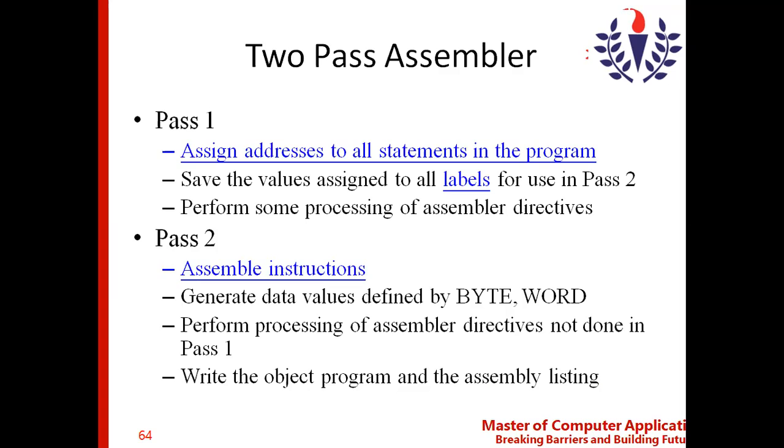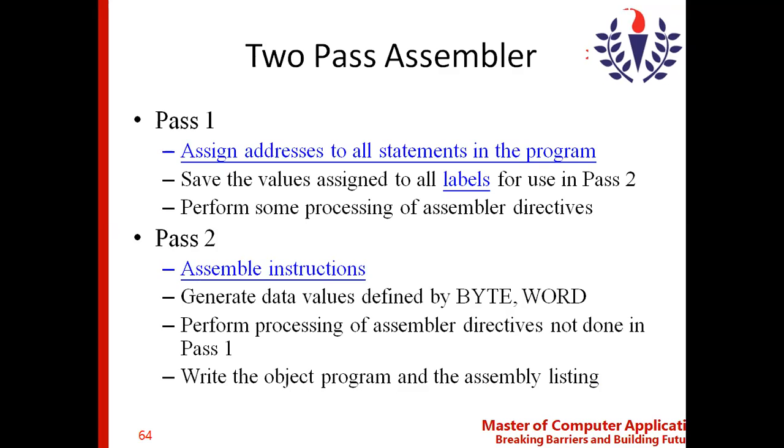Whether the constant is a character constant or an integer constant, based on that the conversion will take place. It also performs processing of assembler directives not done in pass 1, whichever were left out. Then finally, the assembler creates the object program and the assembly listing, that is the listing file. So these two files will be generated by the assembler. One is the object file and the other is a listing file, which provides some information.